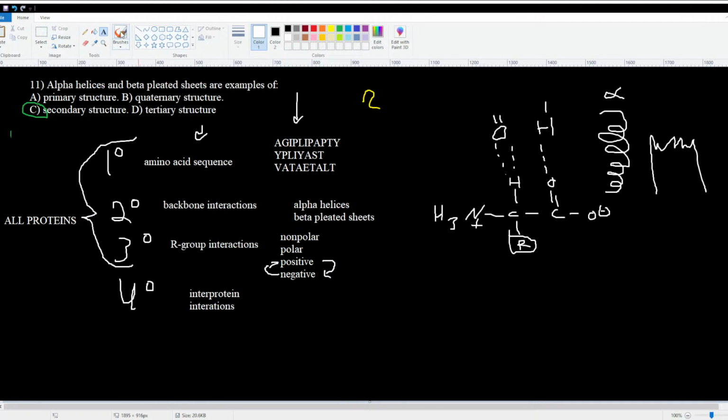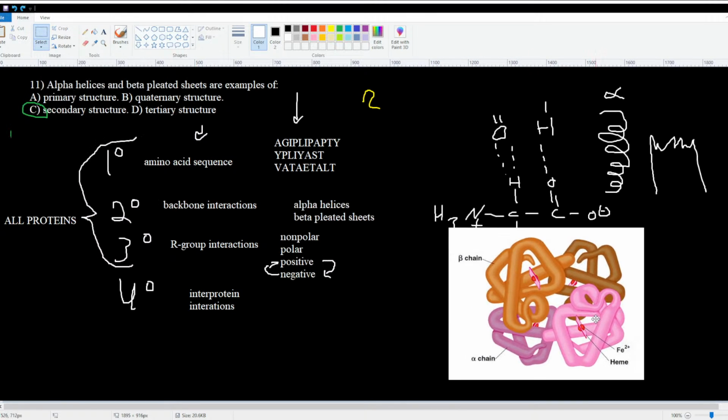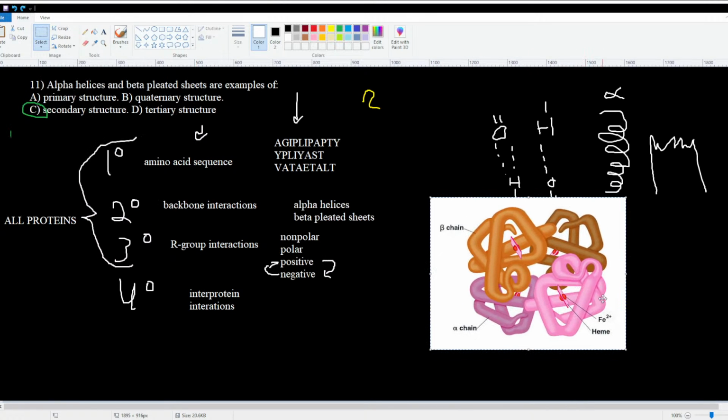This is all proteins, whereas quaternary structure is only some proteins. So let's pull up another example. Let's pull up hemoglobin. Hemoglobin exists in your blood, of course. Hemoglobin is how oxygen is able to be carried from cell to cell via your blood cells.